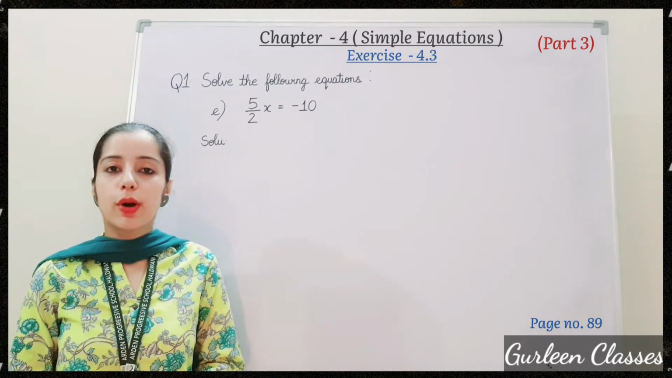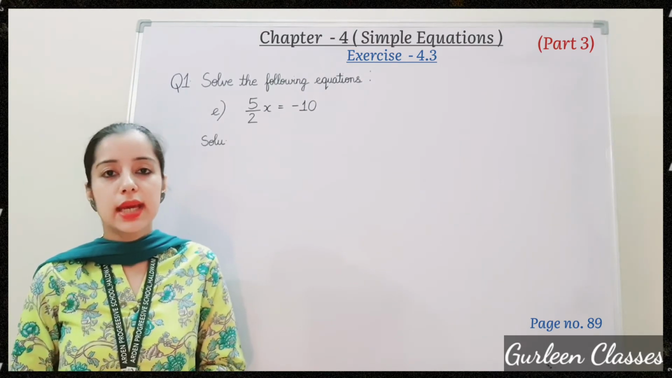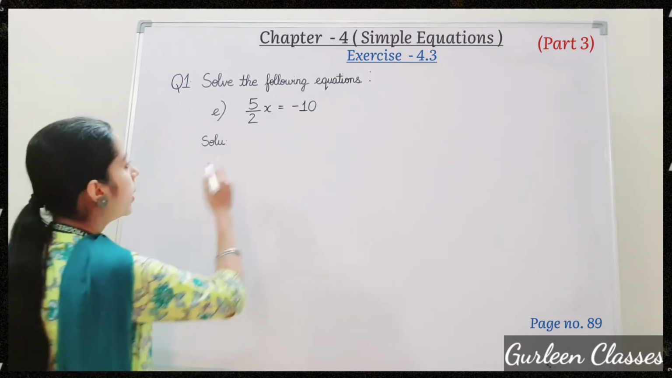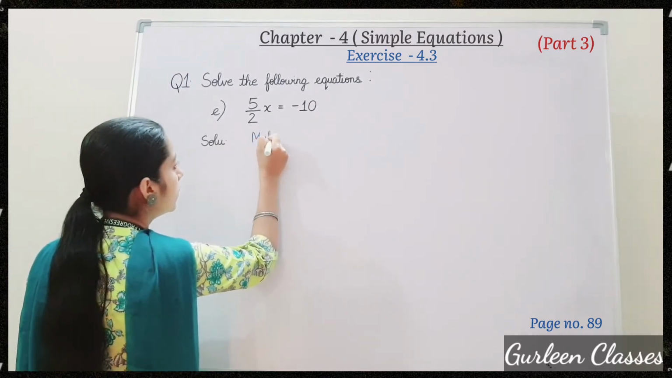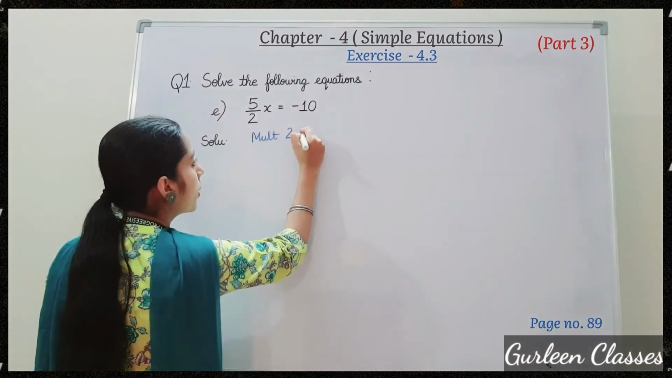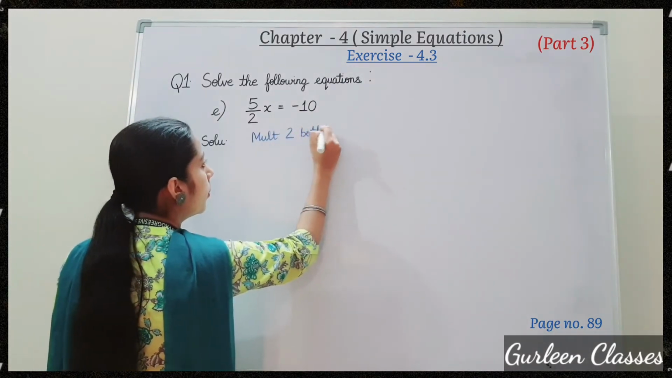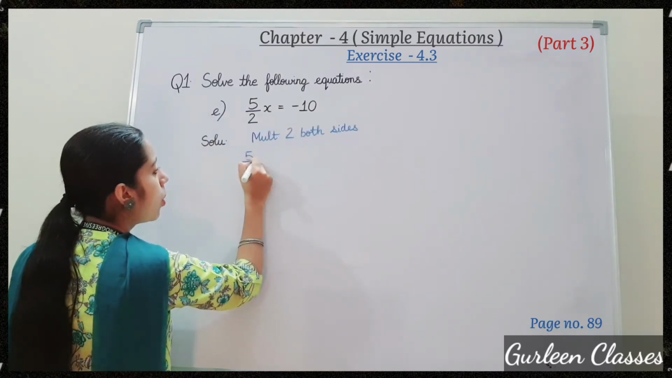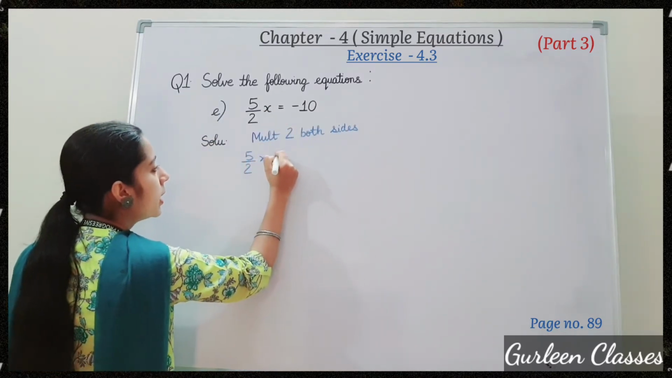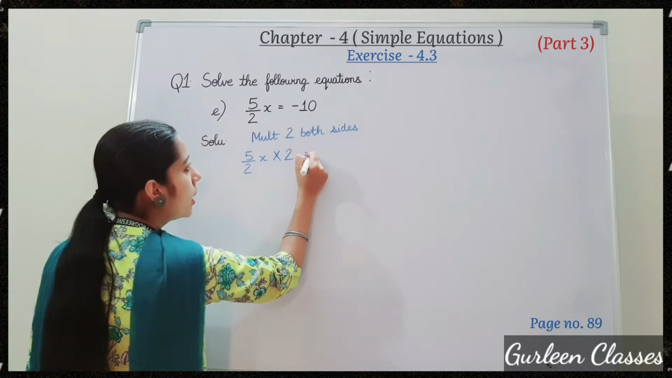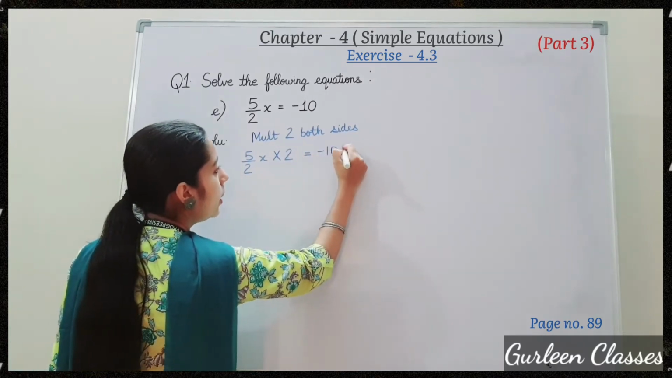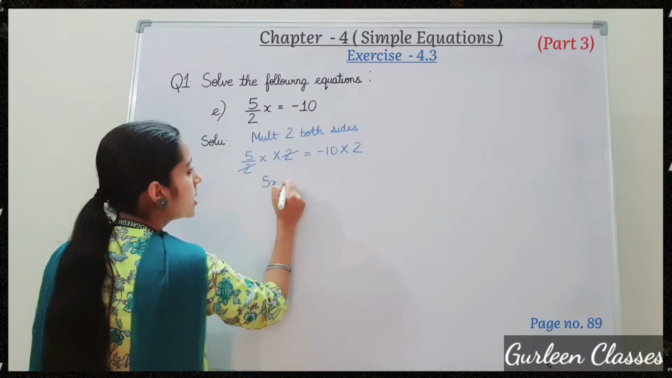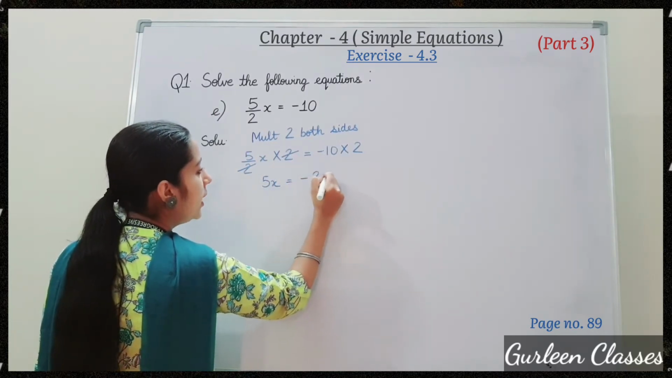Part e. 5 upon 2 x is equal to minus 10. So we will multiply 2 on both sides. So 5 upon 2 x into 2 is equal to minus 10 into 2. 2 cancels. 5x is equal to minus 20.